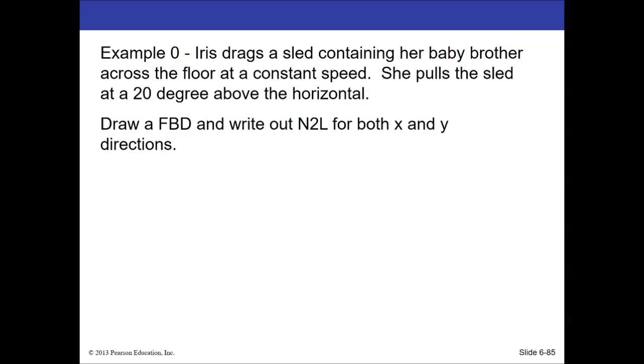So the scenario that we have here is that Iris drags a sled containing her baby brother across the floor at a constant speed. She pulls the sled at a 20-degree angle above the horizontal. We want to do a free body diagram and write out Newton's second law for both the x and y directions. So there's nothing to solve here, just to be clear about that. All we want to do is identify the forces that are acting on our object in the x and y directions. So the first thing to consider here is, what is the object?